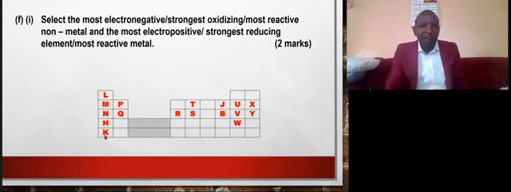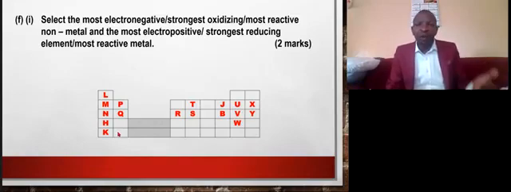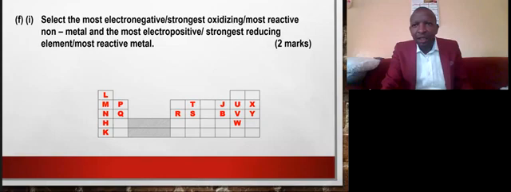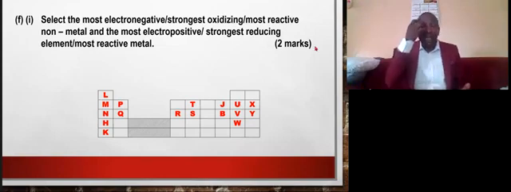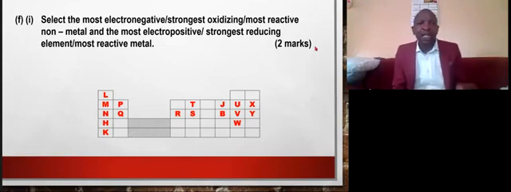It has to be K, even if there was another element here, you would still go to K. Because even if there was M here, K reacts by losing 1 electron, M by losing 2. So the one that easily loses is K. It is K. In that scenario, we are also going for the most electropositive, the strongest reducing agent, or rather the more reactive metal. Those terms mean the same.